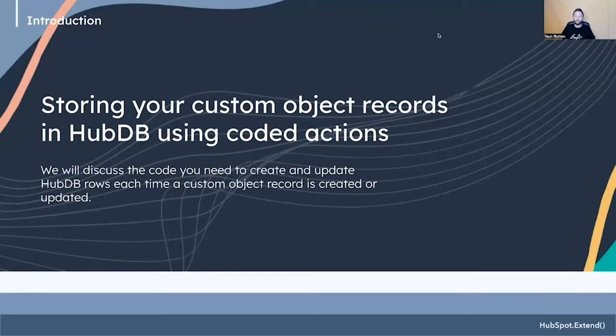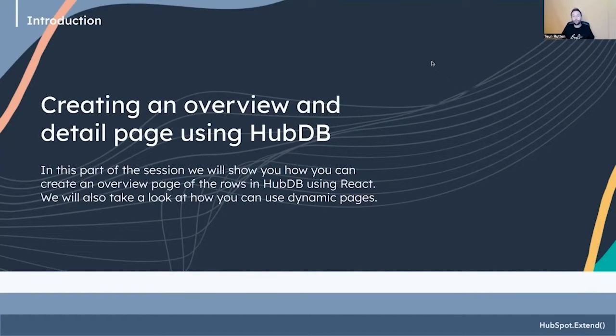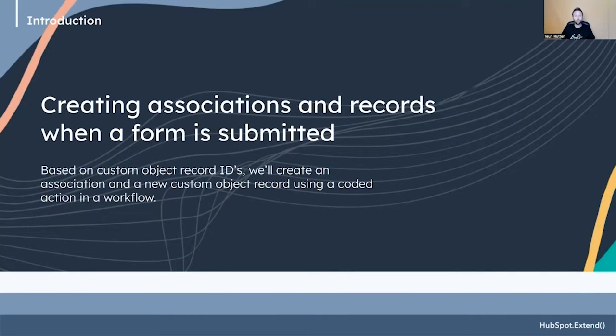Next, I'll show you the functionality you can use to create or update a HubDB row each time a custom object record is created or updated by using coded actions in a workflow. After that, we're going to see what code we need to create an overview of the HubDB rows available in HubDB and creating dynamic detail pages by using HubDB as well. On those dynamic detail pages, we'll have a form available, which we will use to associate a contact to a custom object record by using a coded action in a workflow as well.